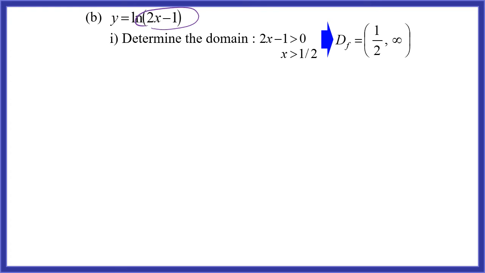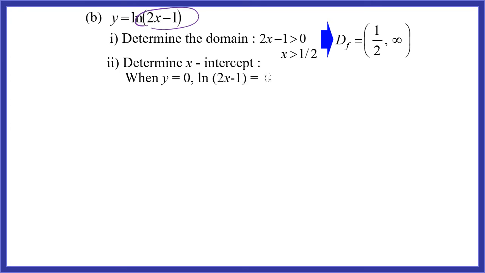Okay, and then to find the x-intercept, when y equals 0, we have the natural log of 2x minus 1 equal to 0. So 2x minus 1 is equal to e to the power of 0, which is equal to 1. Right? So 2x is equal to 1 plus 1, which is 2. So x is equal to 1. You have to find this value of x, not just say directly that it's equal to 1. No, you have to find it. So 2x minus 1 is equal to e to the power of 0, which is 1, so x is equal to 1. So we have the point (1, 0).